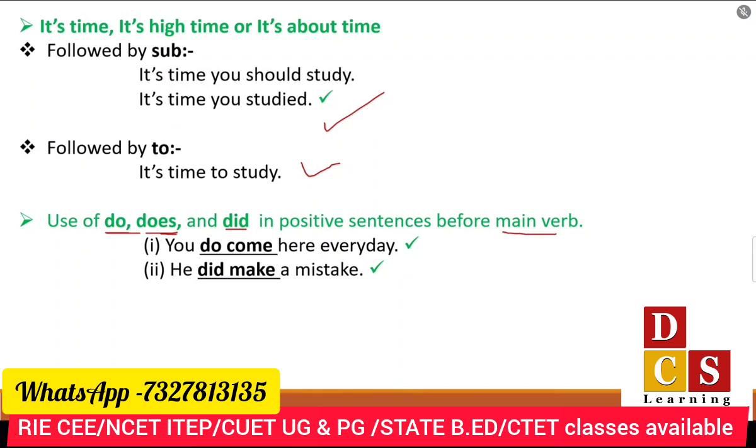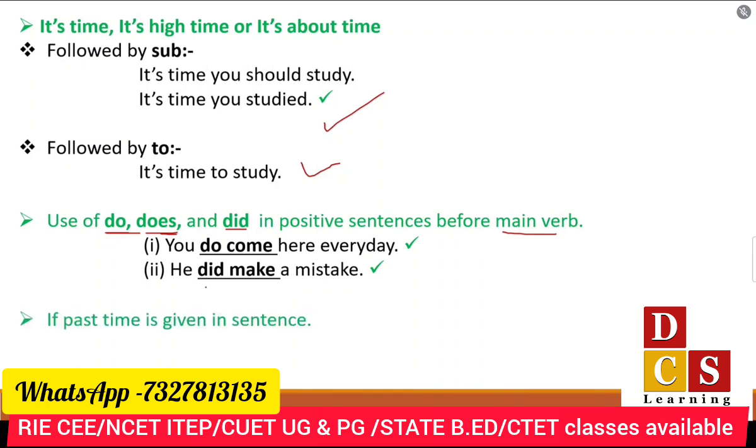Got the point? So when you want to say it that way, we use do, does, or did in the sentence before the main verb. Got the point? Is it okay? This is the entire story. The gist of the story is how to use do, did, and does before the main verb, right?